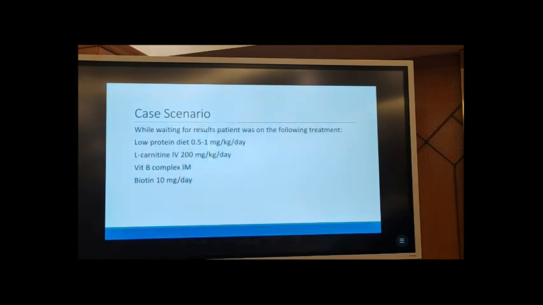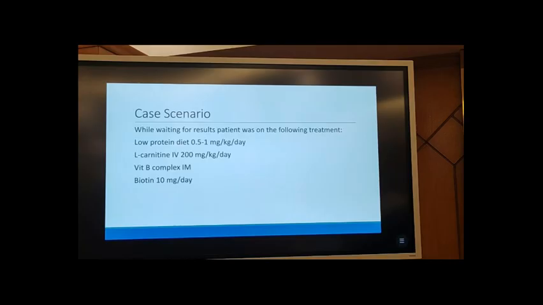But while waiting, what are we going to give to the patient? If I am suspecting a patient with organic aciduria, and I sent my lab test and I am waiting for the result, what do I have to do for the patient? I have to give him L-carnitine, a very high dose, 200 to 300 milligram. I have to give him hydroxycobalamin, because of the possibility of methylmalonic acidemia. I have to give him biotin because of the possibility of biotinidase or holocarboxylase deficiency.